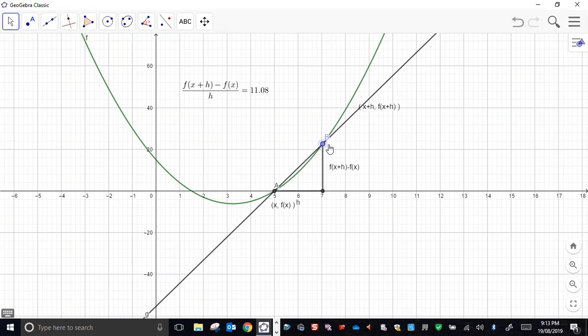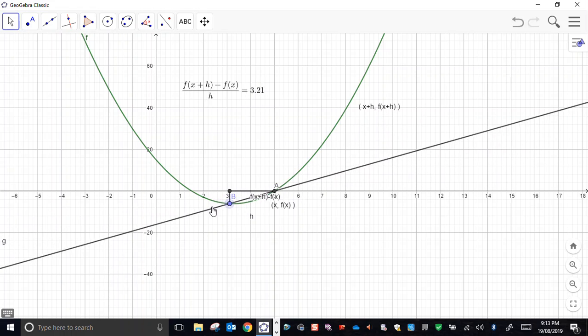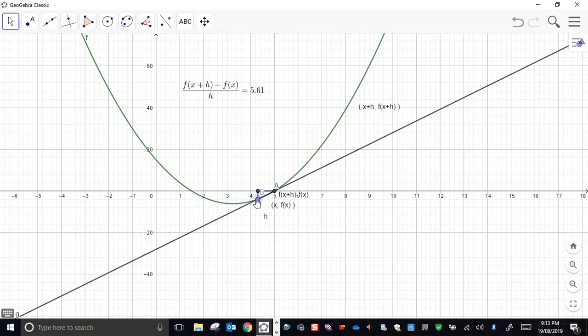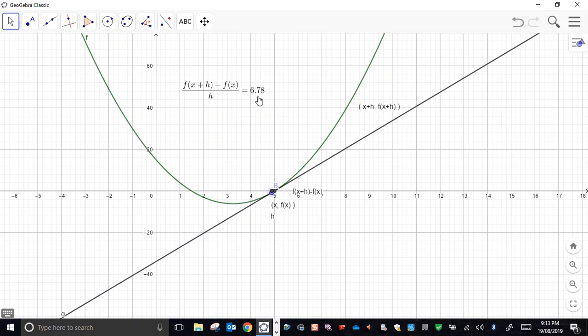As point B approaches from the right, the gradient of this secant is decreasing, seeming to approach 7. And as we approach from the left, the gradient of the secant is increasing, and again seems to be approaching 7. That's the concept behind derivatives. The next video is going to show you the details of the algebra involved.